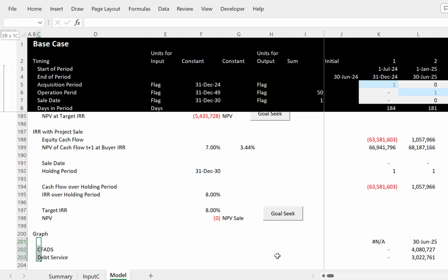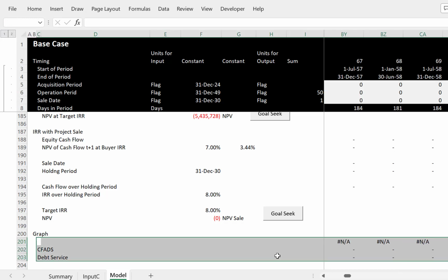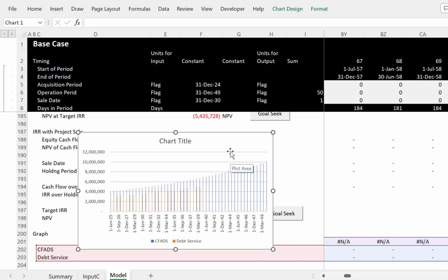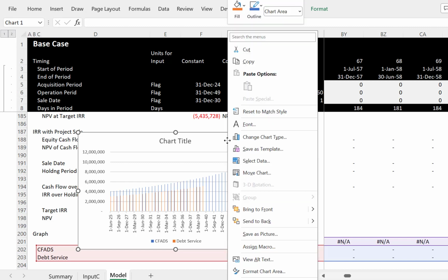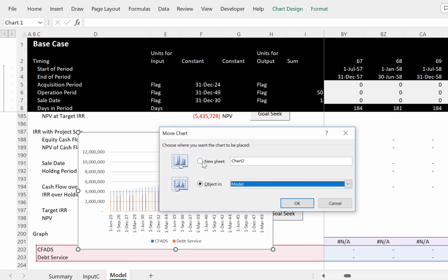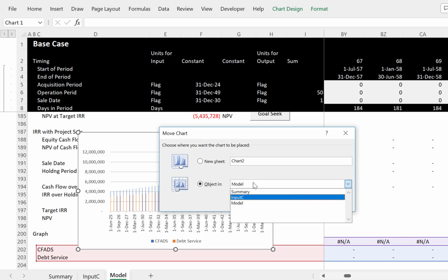It's totally possible I did. So let me just say it like this: alt F1. Let's get a graph. I made errors on purpose in this file, a lot of errors, so that you can find them and you can give me a comment, which nobody would ever give me a comment. No, I don't want a new sheet. I want it in the summary page.